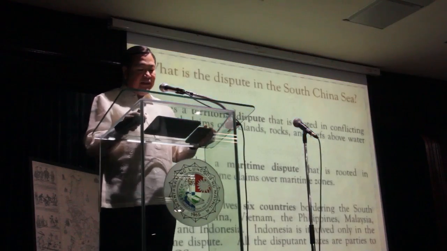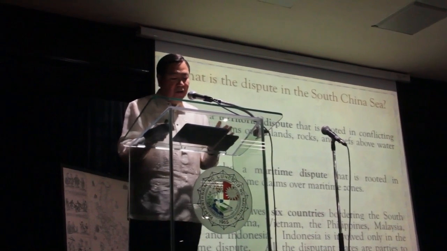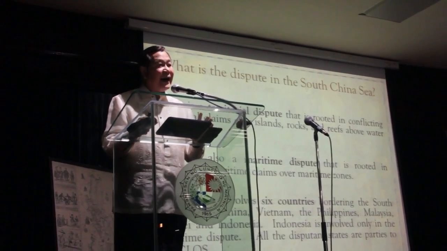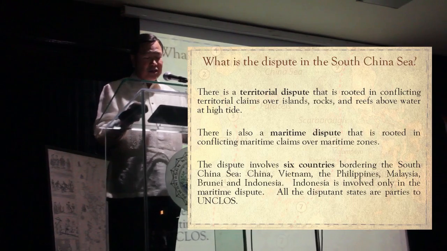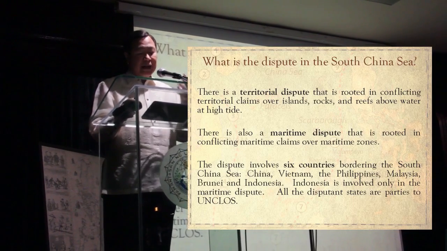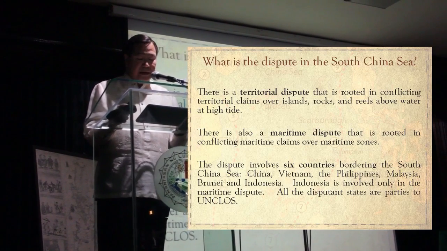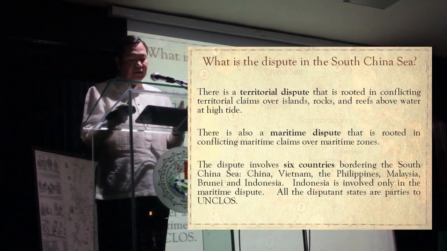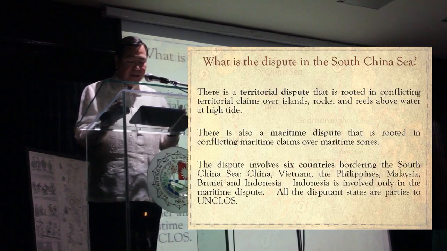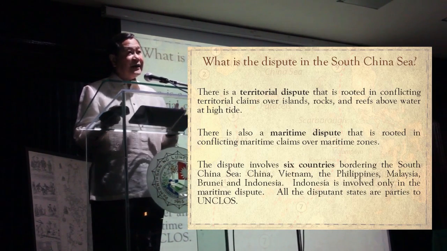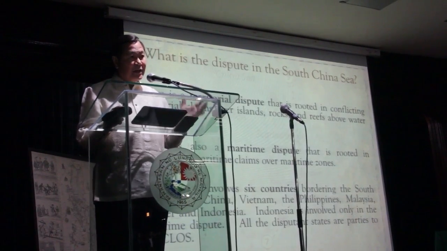What is the dispute in the South China Sea? There is a territorial dispute that is rooted in conflicting territorial claims over islands, rocks, and reefs above water at high tide. So there is a territorial dispute separate from the maritime dispute that is rooted in conflicting maritime claims over maritime zones. The dispute involves 6 countries bordering the South China Sea: China, Vietnam, the Philippines, Malaysia, Brunei, and Indonesia. Indonesia is involved only in the maritime dispute.